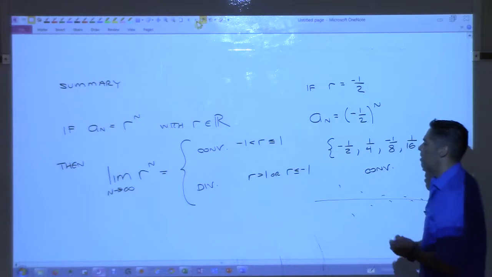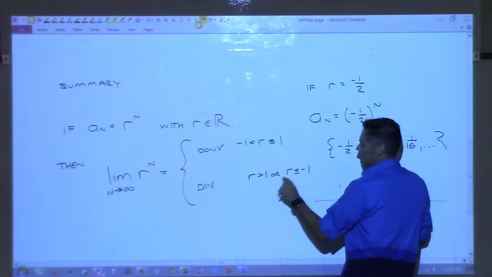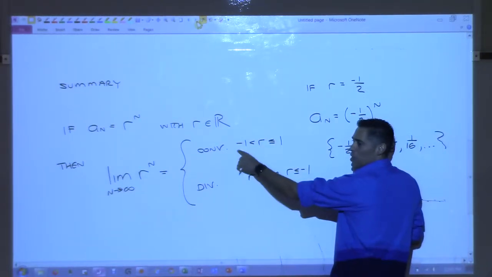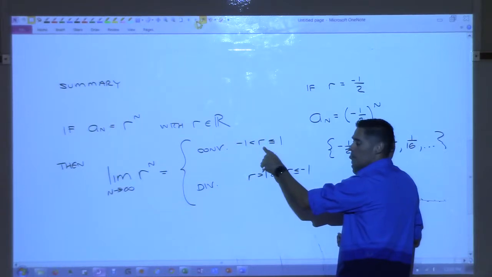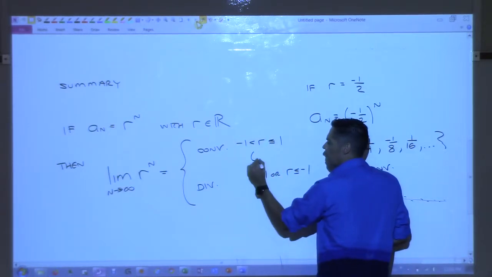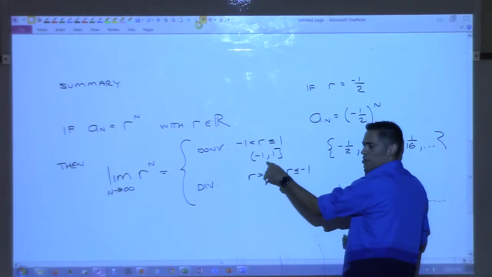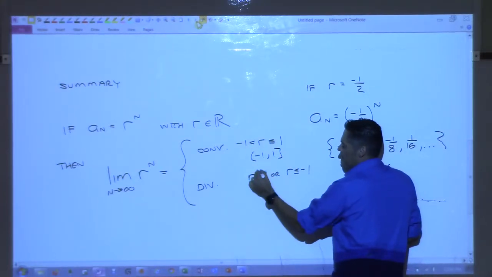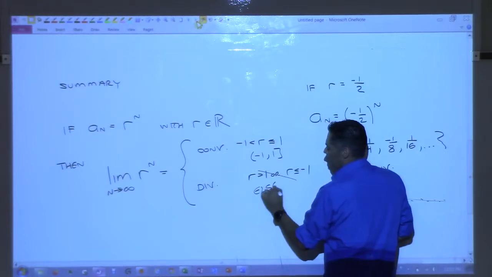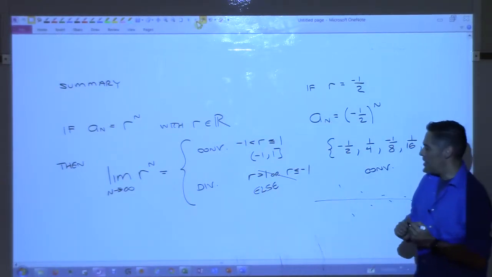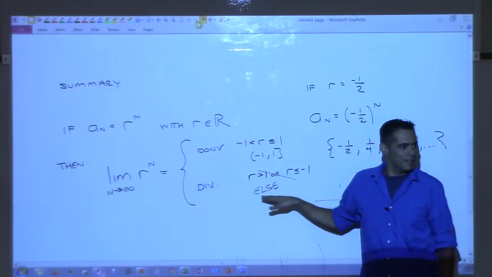Another thing we could put here instead of this, if we didn't want to write that, we'd say it converges if r is in this interval. If r is in this interval, then it converges. We could just put here else. That's more of a computer science term. It's just like, any other thing that happens, it's going to do this.